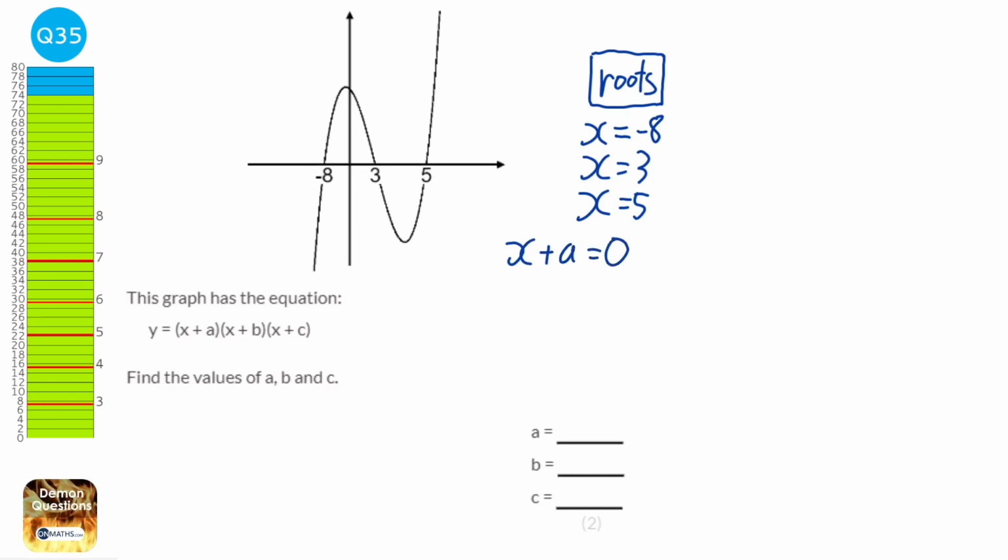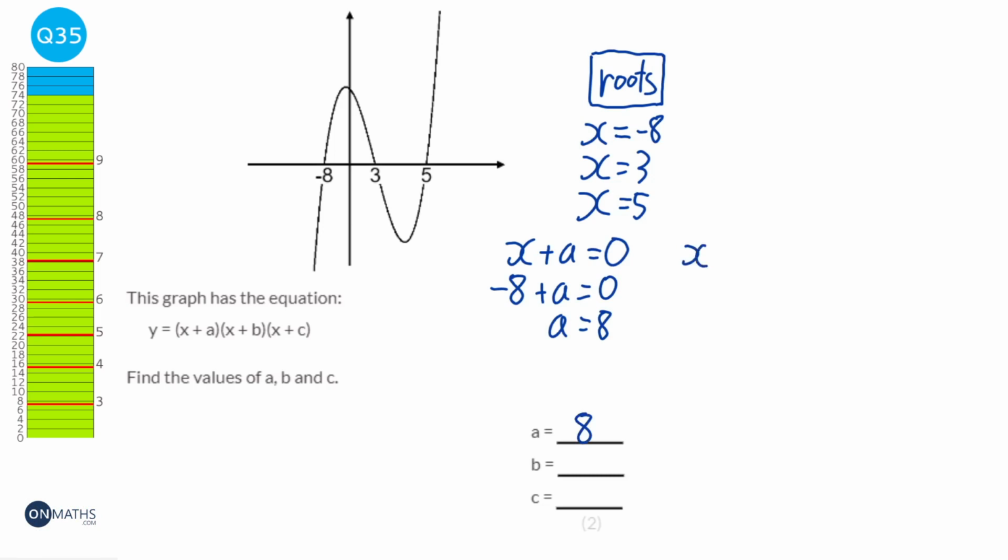So we're going to put in the first root in there. We're going to say -8 plus a equals 0. Add 8 both sides. a must equal 8. So if a equals 8, then the whole thing will equal 0. That's the first root done.